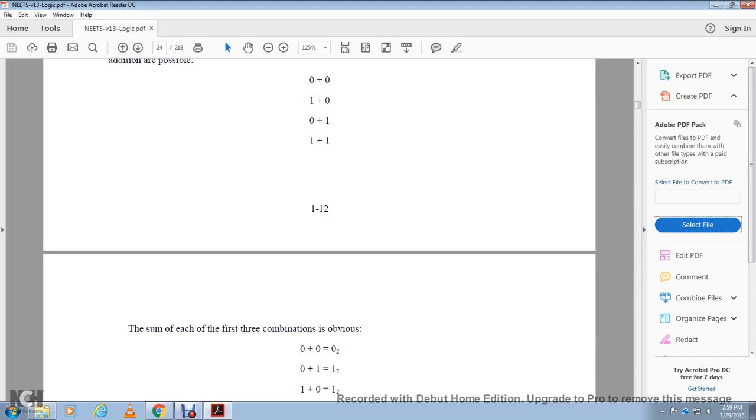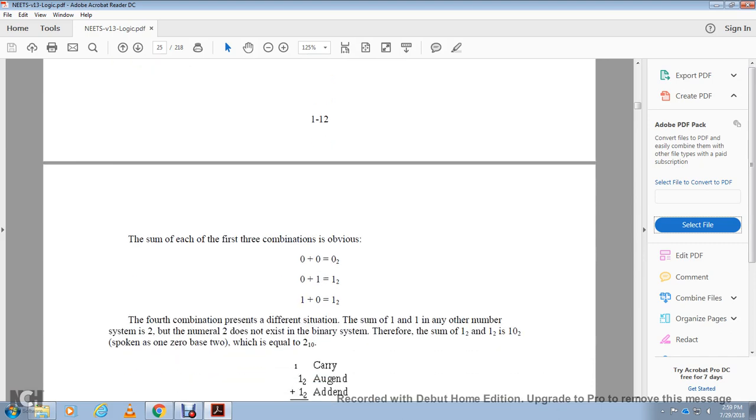For the first three combinations, 0 plus 0 is equal to 0 base 2. 0 plus 1 is equal to 1 base 2. 1 plus 0 is equal to 1 base 2. The last combination represents a different situation. The sum of 1 and 1 in any other number system is 2, but the number 2 does not exist in the binary system. Therefore, the sum of 1 base 2 and 1 base 2 is equal to 10 base 2, spoken as one, zero base 2, which is equal to 2 base 10.